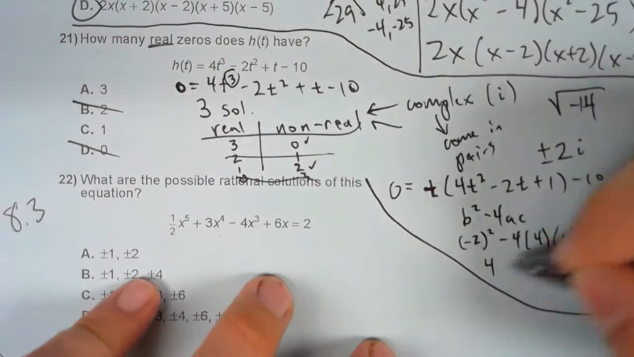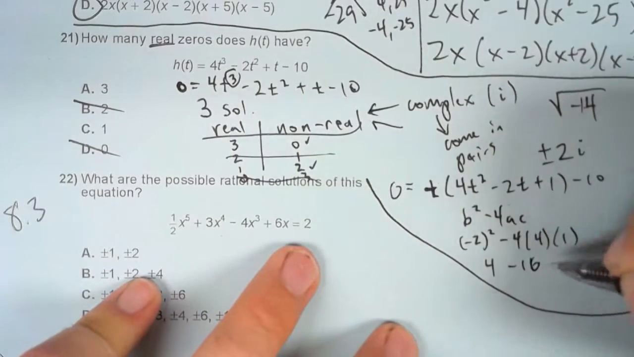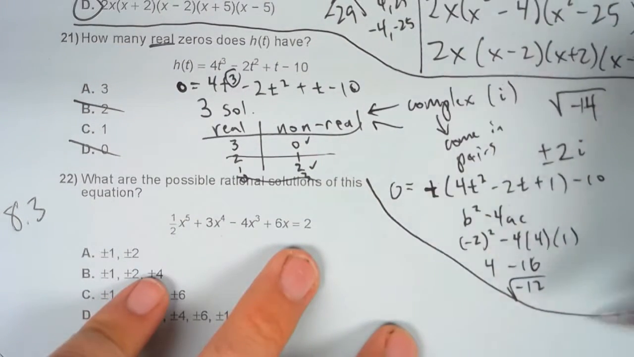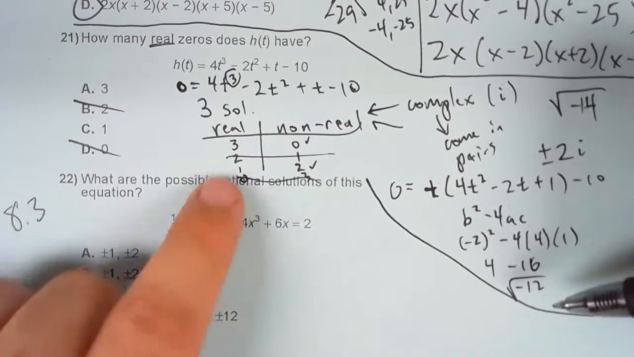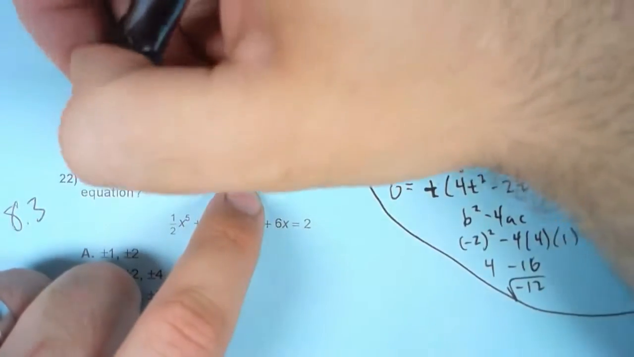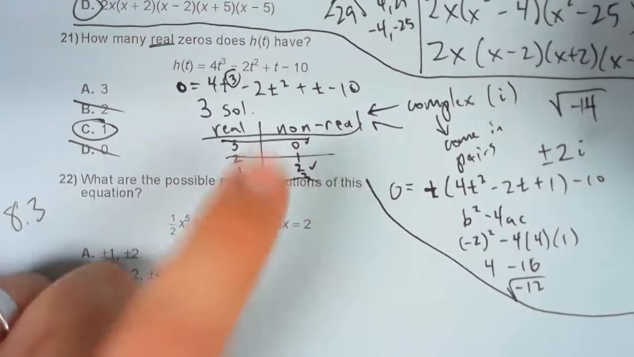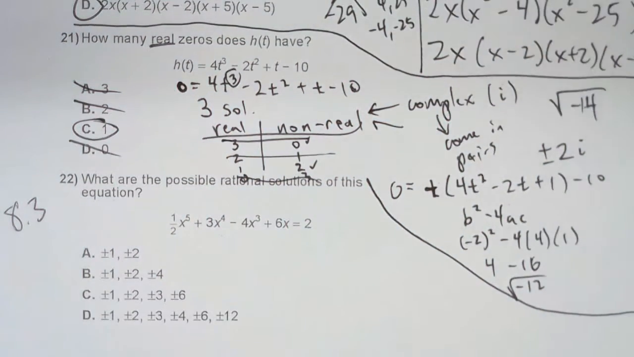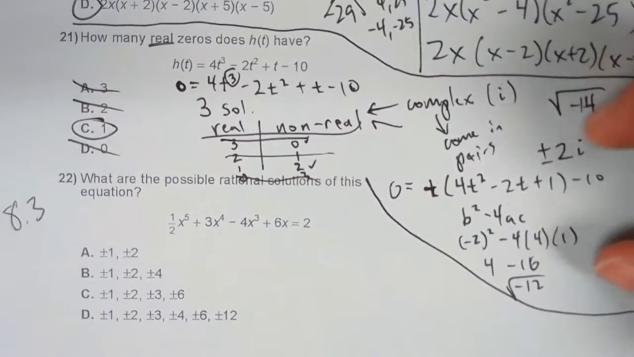So that's going to be 4 minus 16, which is negative 12, which says we have a square root of a negative number, which says we are going to have complex answers, which says it can't be none of them, so it has to be one of them. So it has to be our last answer that we have not eliminated.